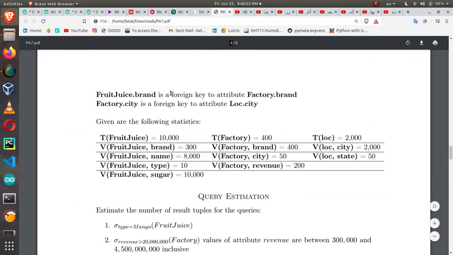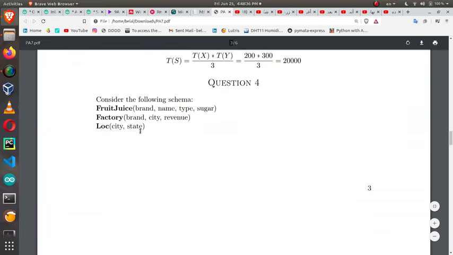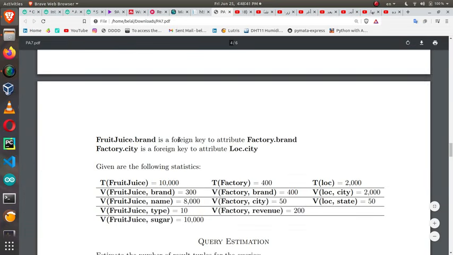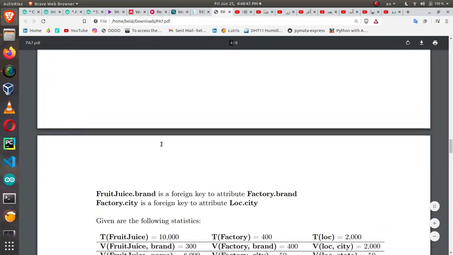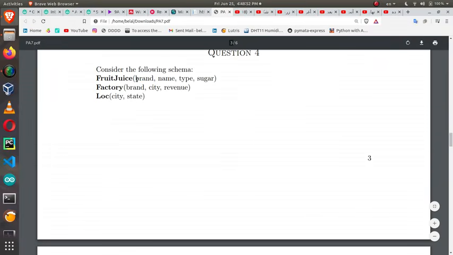Fruit juice.brand is a foreign key to attribute factory.brand, and factory.city is a foreign key to attribute location.city. So these tables reference the attributes of each other through foreign keys. Fruit juice.brand is a foreign key for factory.brand, and factory.city is a foreign key for location.city.